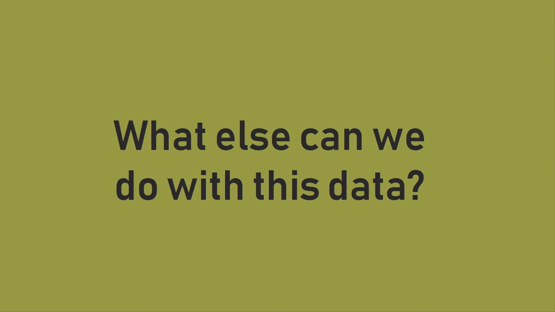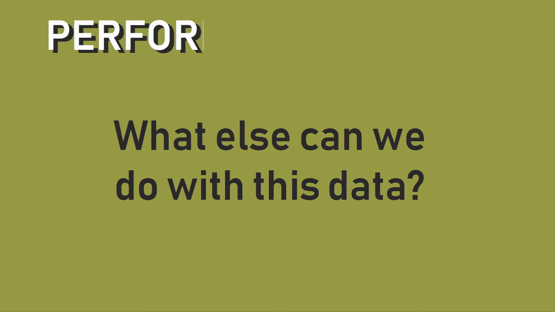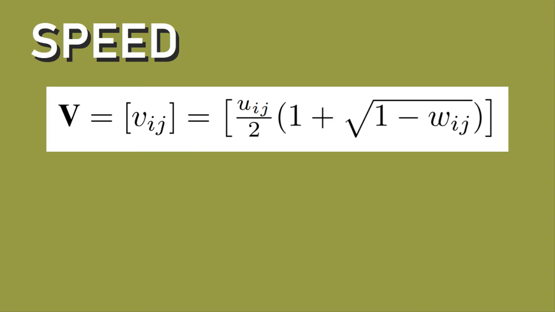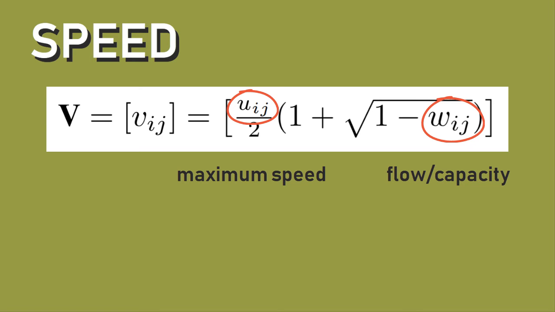What else can we do with this data? We can get performance indices such as speed, travel time, and delay. This is the formula for the average speed matrix. This U here refers to maximum speed. This W is the flow over capacity ratio, which represents the level of congestion. We already have the flow over capacity ratio for each road. The only thing we need now is the maximum speed.